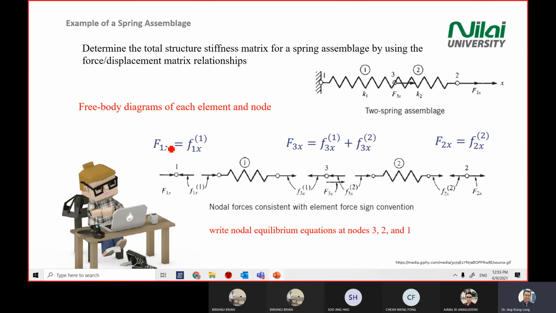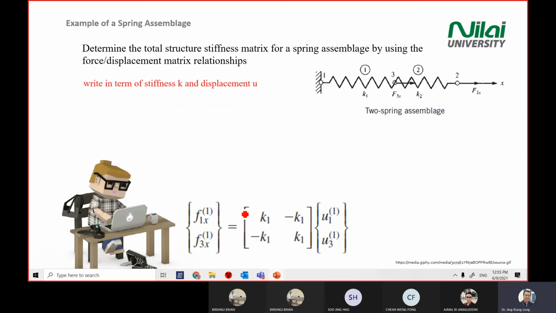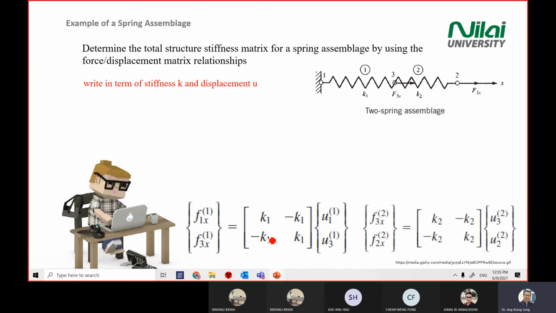So you have 3 equations, 1, 2, and 3. Recall the shape of the equation just now. You have two matrices there. You have f1x, f3x; this is for the first element. The one on the bottom right is for element number 2. So what you need to do now is to combine everything.